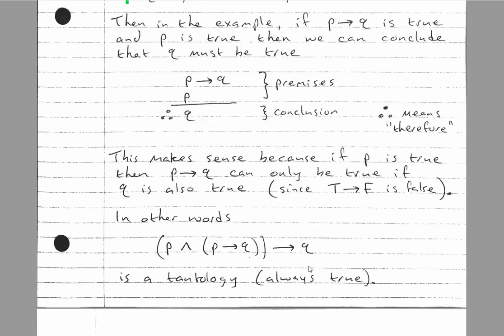Another way to think of it is in terms of this tautology. P and P implies Q, that whole thing implies Q. And then this whole thing is a tautology, it's always true.